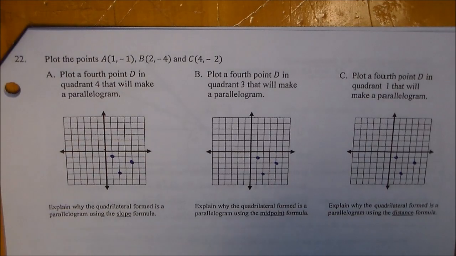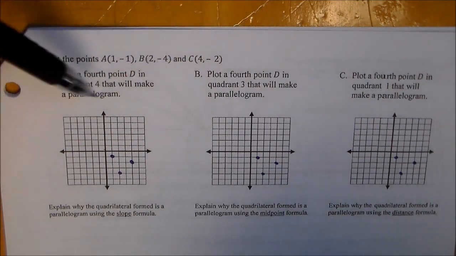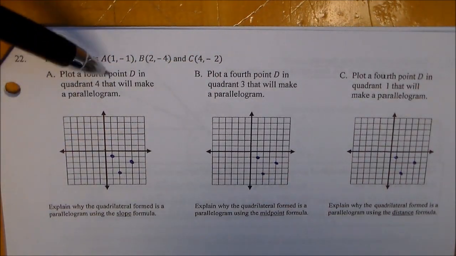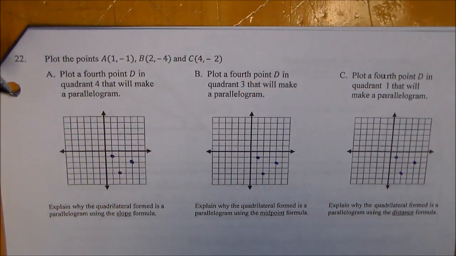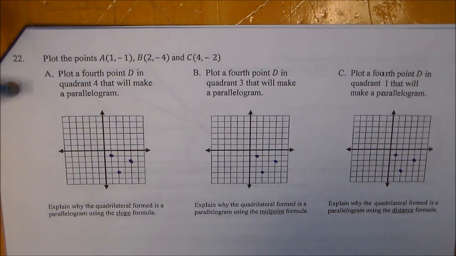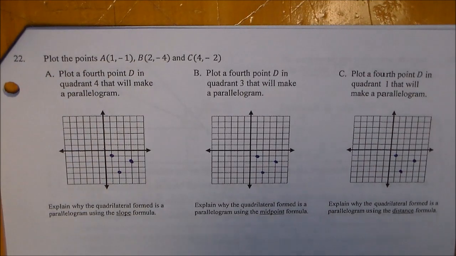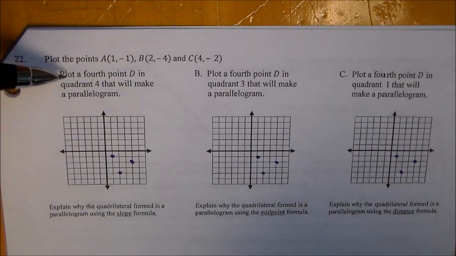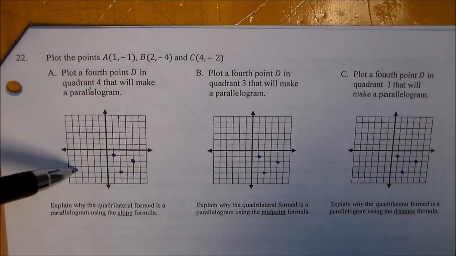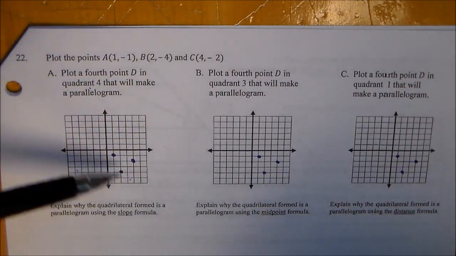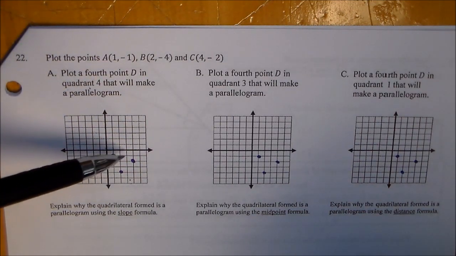For number 22, we start off with these 3 points A, B, and C. And we're going to go through 3 different versions where we find point D as a 4th point somewhere in certain quadrants. And then we're going to show that it is a parallelogram using the different formulas. So it just gives us different practice for verifying when a quadrilateral is a parallelogram. So for the first one, we have to go quadrant 4. So quadrant 4 is going to be right in this quadrant here, where the points already are sitting.